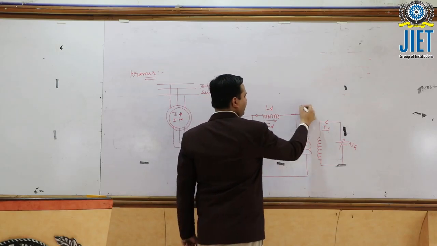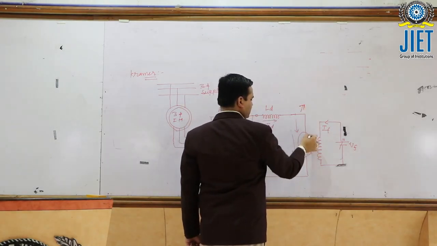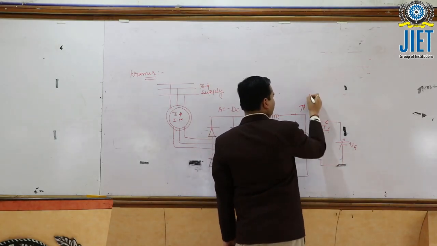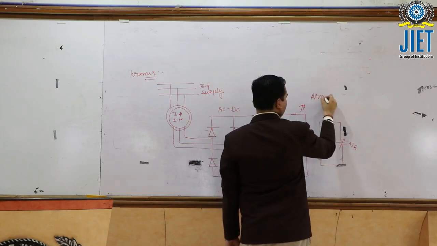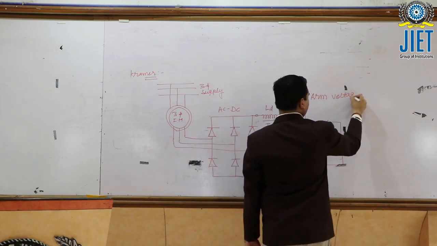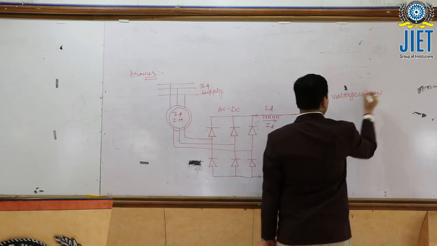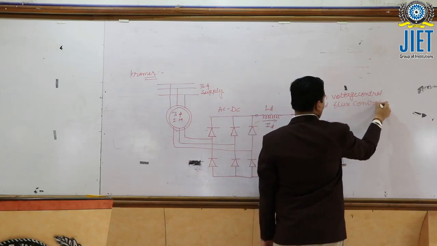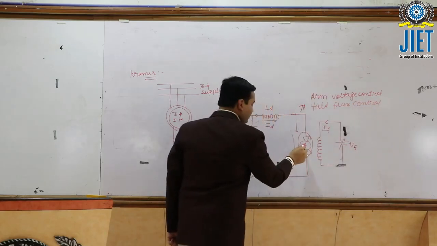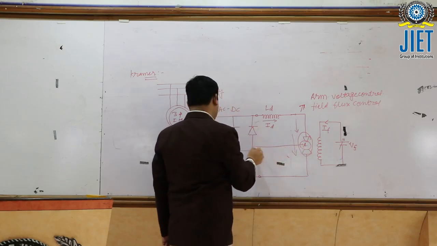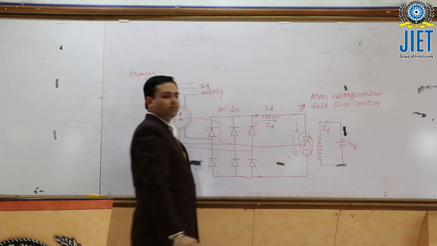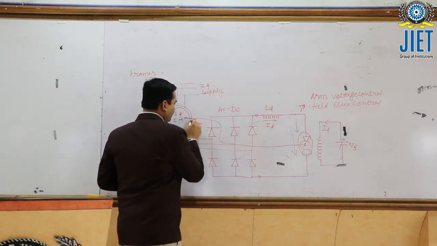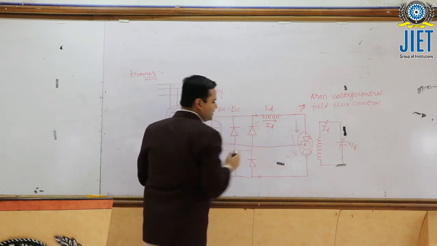Now, in the armature side of the machine, if we control the voltage, we have two methods to control the armature of the DC machine. The first one is armature voltage control, and the second one is the field flux control method. This DC motor is mechanically coupled to this induction motor.